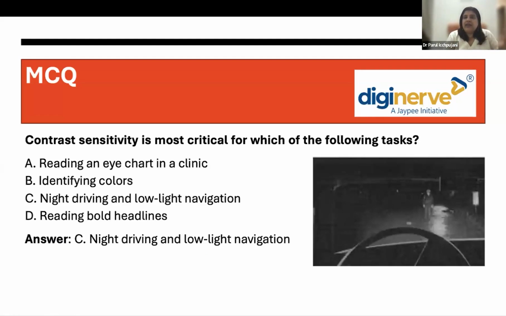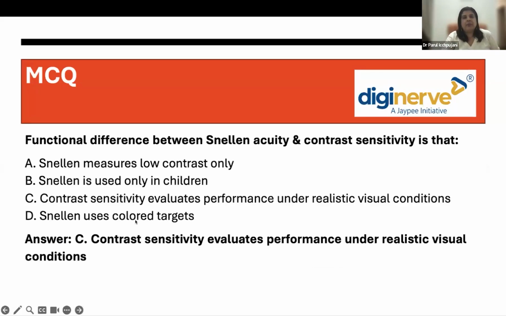Identifying colors, for that we have color vision. Night driving and low light navigation, I think this is the correct answer, as we can see here. And reading bold headlines: when the headlines are bold, they stand prominent against a background, so this cannot be the right answer. So the correct answer is night driving and low light navigation.